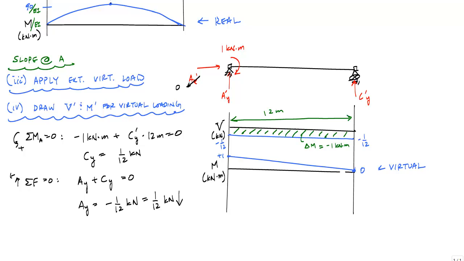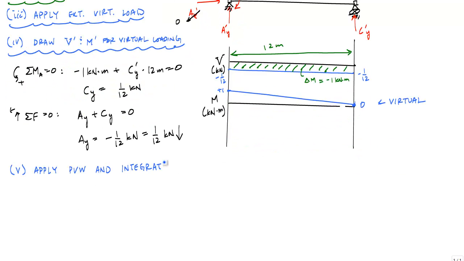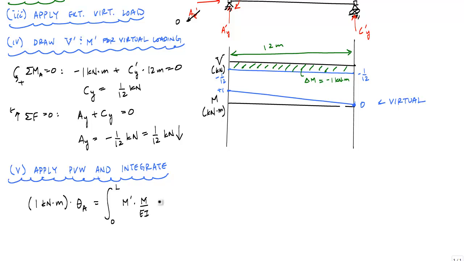Now we're ready to apply the principle of virtual work and integrate and solve for the displacement, or in this case the slope at A. And the basic premise, as always, behind the principle of virtual work is that the external virtual work is equal to the internal virtual work. With us trying to solve for the slope, we have the unit virtual moment times the real displacement at A is equal to the integral over the entire length of the beam, m prime, which is the virtual moment, times the real curvature, dx.